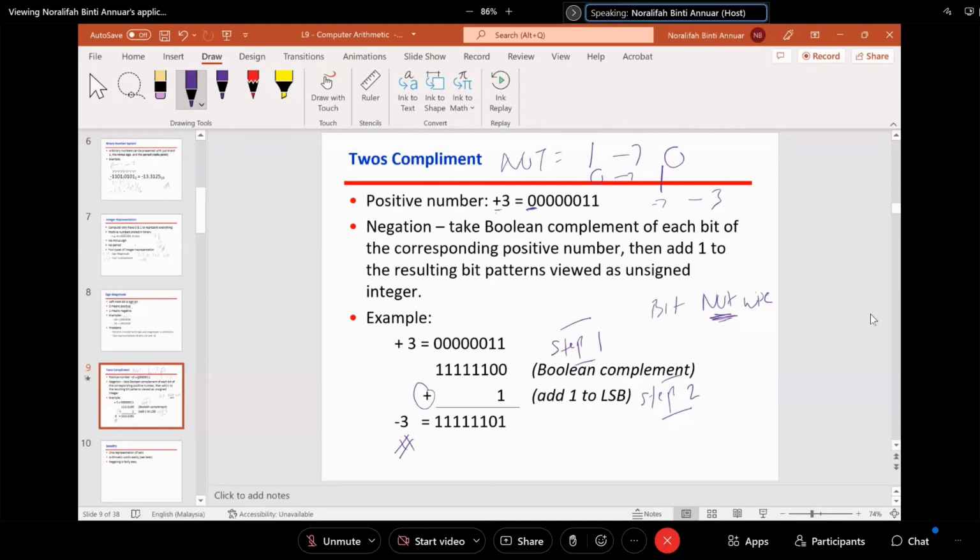Okay, so remember there are 2 steps. First you do the Boolean complement, which is a not operation. If 1, it becomes 0; if 0, it becomes 1. That's it. Then the second step is to add 1 bit to the least significant bit at the end, which is on your right. Then you do the adding: 0, 1, 1.